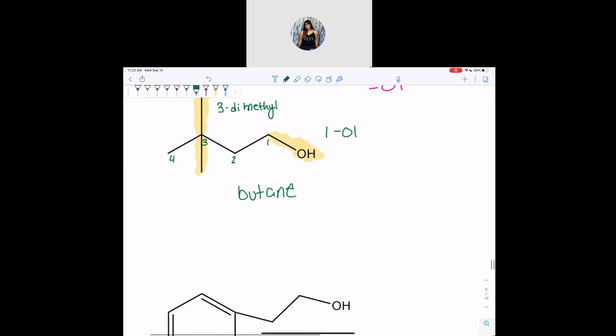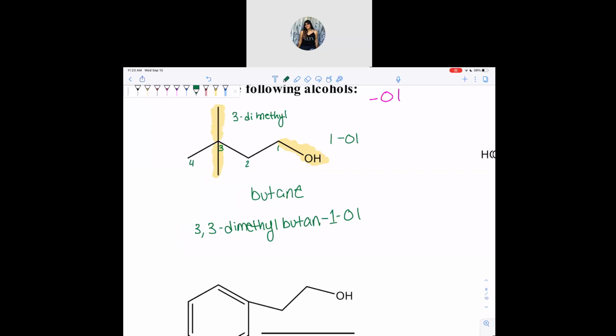So if we put those things together, we get 3,3-dimethylbutan-1-ol. This is technically the most correct IUPAC way to write it. You could also choose to omit the 1 because it is on position number 1, so you don't have to put it there. But this is technically the most correct IUPAC way.